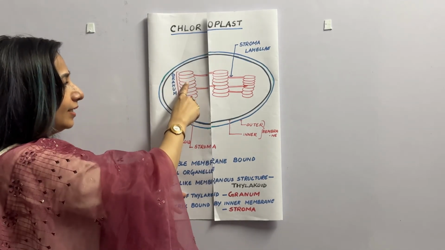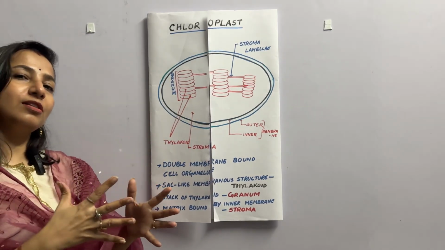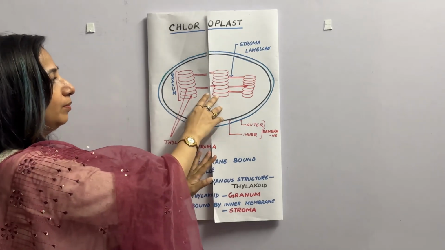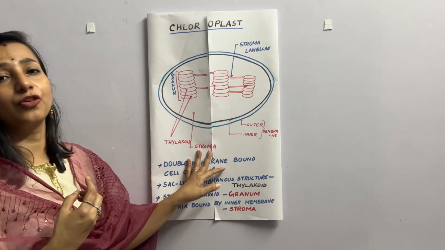Now these thylakoids are piled up or stacked one upon another. Now many thylakoids together form a what? Granum. Granum is used as singular, and if you want to talk about more than one granum, we call it grana.